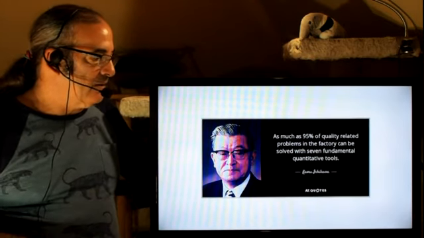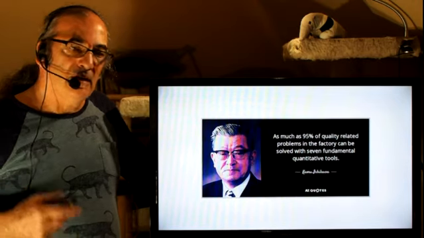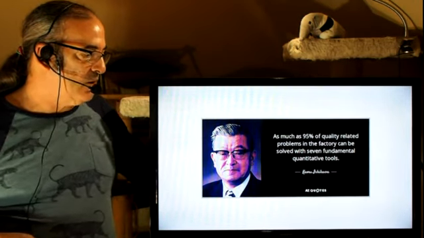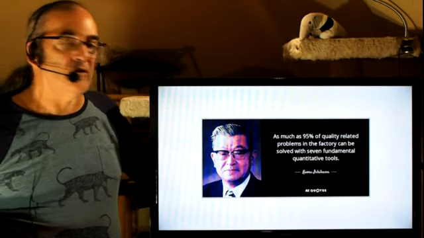And here's from Ishikawa. As much as 95% of quality-related problems in the factory can be solved with 7 fundamental quantitative tools. And this is what he's urging us to do.